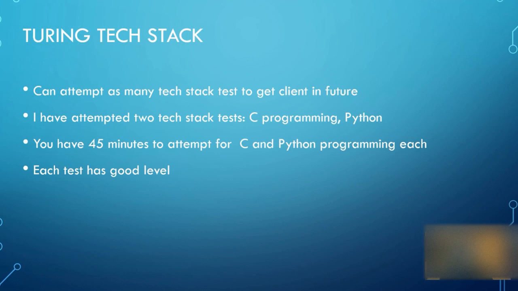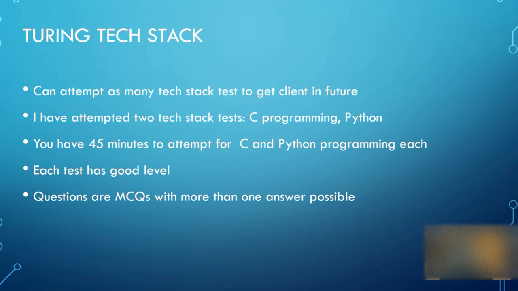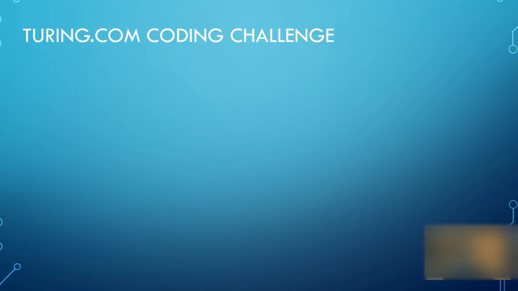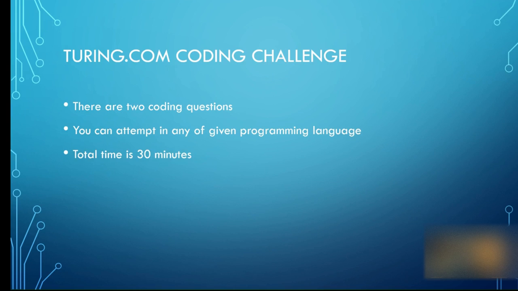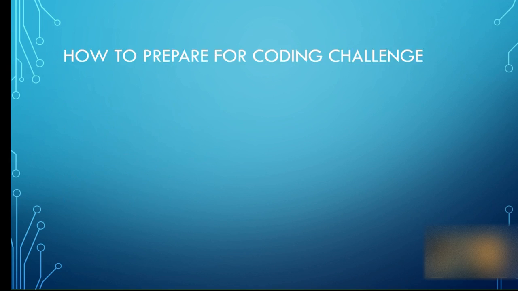Each test has a very good level. Questions are MCQs, and more than one answer is also possible. Let us now discuss the Turing.com coding challenge. There are two coding questions in one coding challenge and you can attempt them in any of the given programming languages. I have attempted using Python. The total maximum time is 30 minutes. One question is easy and the other one is hard.